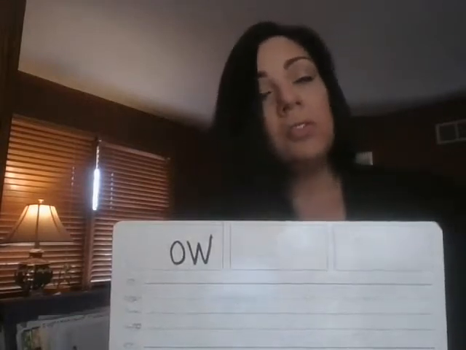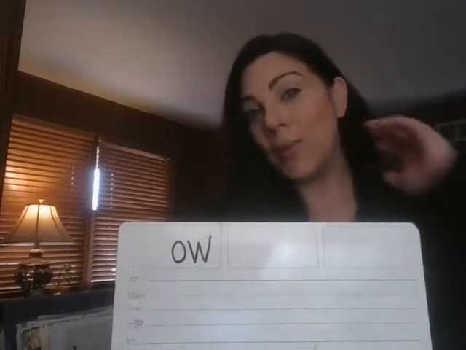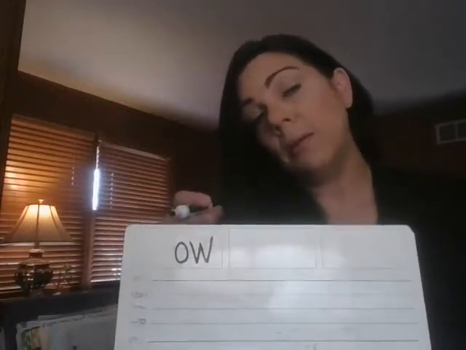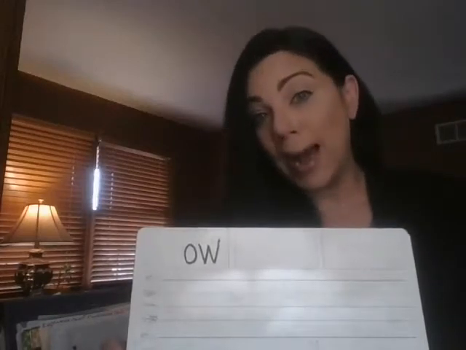it's not one that you'll see in the beginning of words. You will only see it when it makes the ow sound in the middle and the end. So if I have the word brown, brown, so spell it out, b-r, ow, n. Okay, I hope you wrote your word.